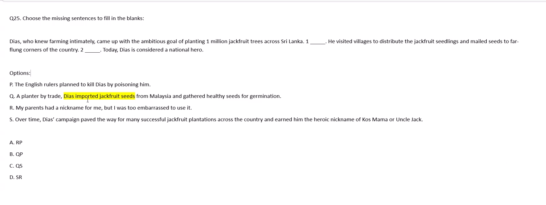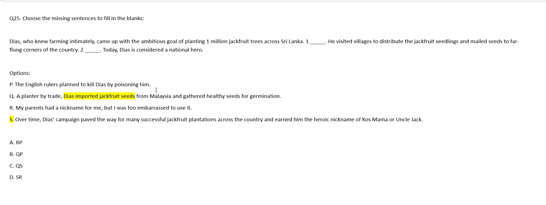Next, this comes in the blank one. Next, he visited villages to distribute the jackfruit seedlings for the country. Today Dias is considered a national hero. Okay. Over time, Dias' campaign paved the way for many successful jackfruit plantations across the country and earned him the heroic name of Kos Mama, or Uncle Jack. You can see, by seeing this sentence itself, we come to know he's telling about his achievements, and it should be followed by today Dias is considered a national hero. Then S will come. Okay.